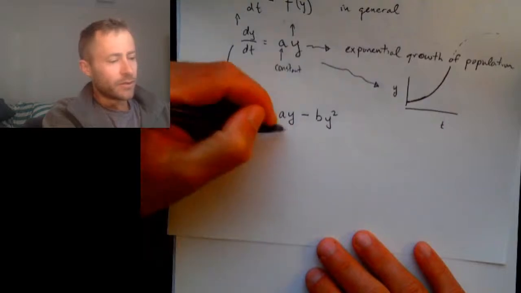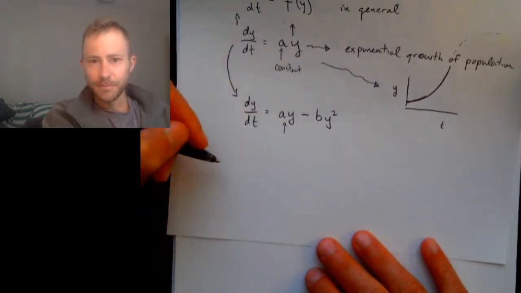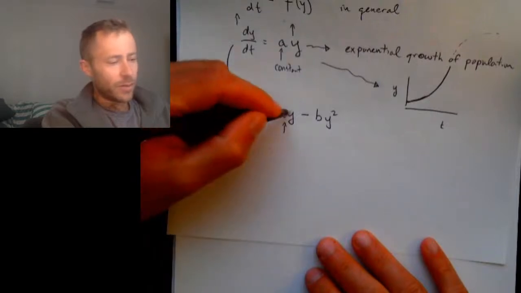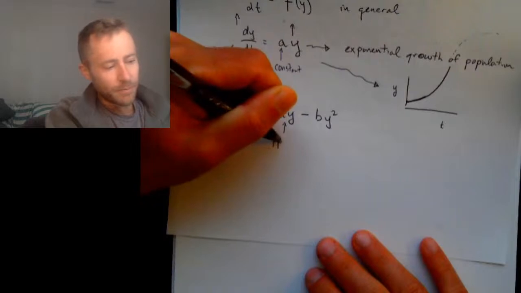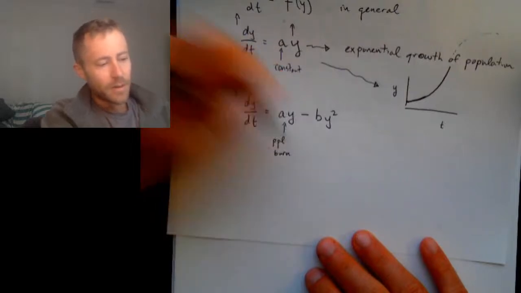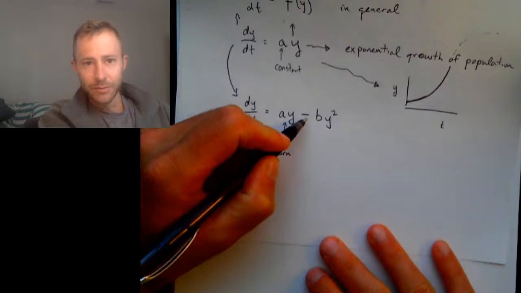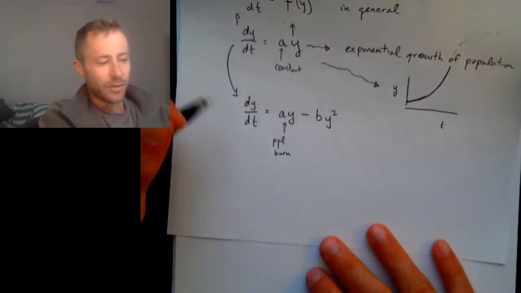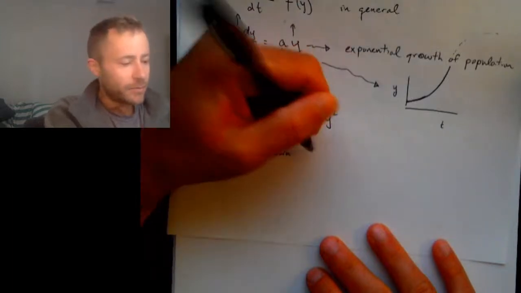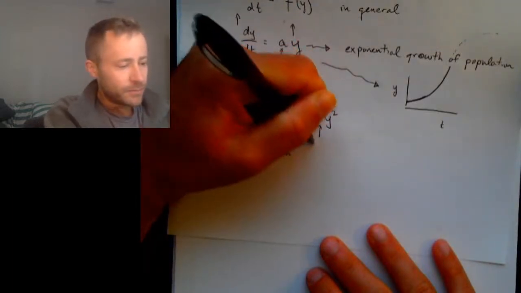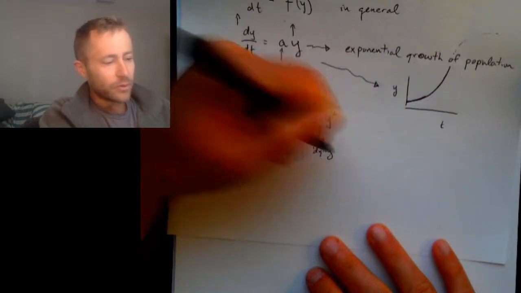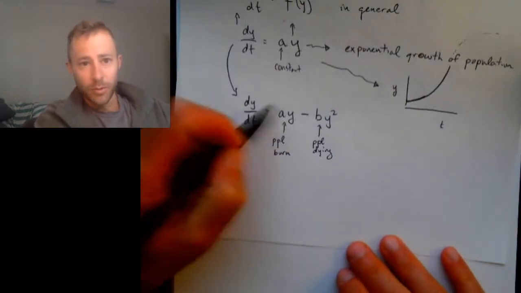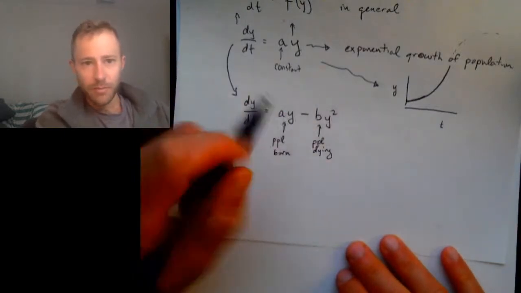It's exactly the same first term. See how it's a positive term? So this is basically people being born. And then this term is minus, so this term is basically people dying. So we have rate of birth, rate of death.